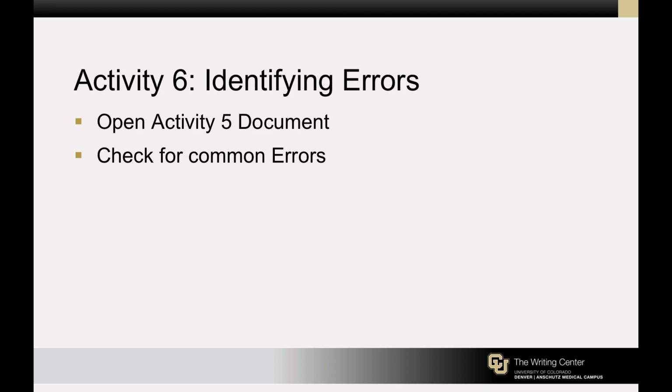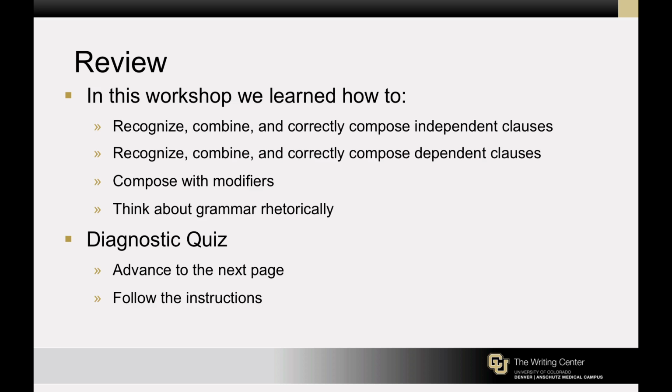Now is your chance to experiment with these concepts. Please return to the Canvas module and reopen the Activity 5 document. Use what we learned in this lesson to check for any modifier errors and correct any you find. Remember to save your work because you'll be submitting this at the end of the module. When you have finished Activity 6, you will have completed the workshop, The Basics of Rhetorical Grammar.